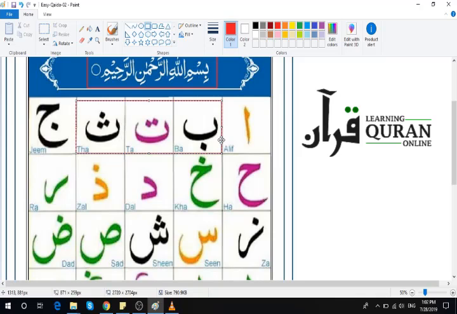So whenever you see one dot at the bottom, we say this is ba, and if there are two dots on the top, we call it ta, and if there are three dots on the top, we read that letter as tha. In the next round inshallah we will teach you about the sounds of the letters, but for now I am only telling you the letters' names and identifications.